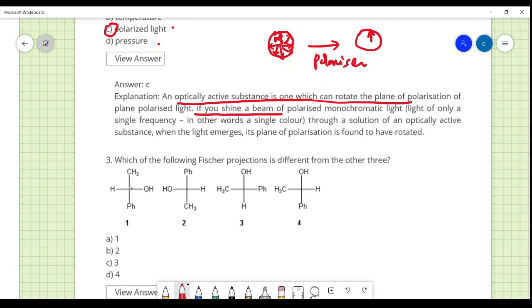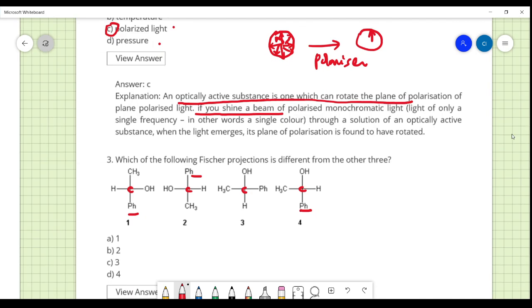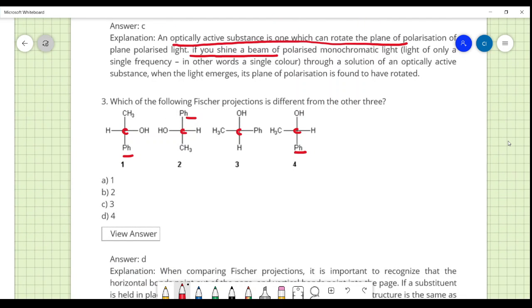So you can make out all these have the carbon atoms there at the center. It is asking which Fischer projection is different from the other three. One is singled out. Okay, what can it be? So you can see that there is a Ph group at all the places here, here, and here. So it is asking about compounds number 1, 2, 3, and 4. The answer is D. It's the fourth one.